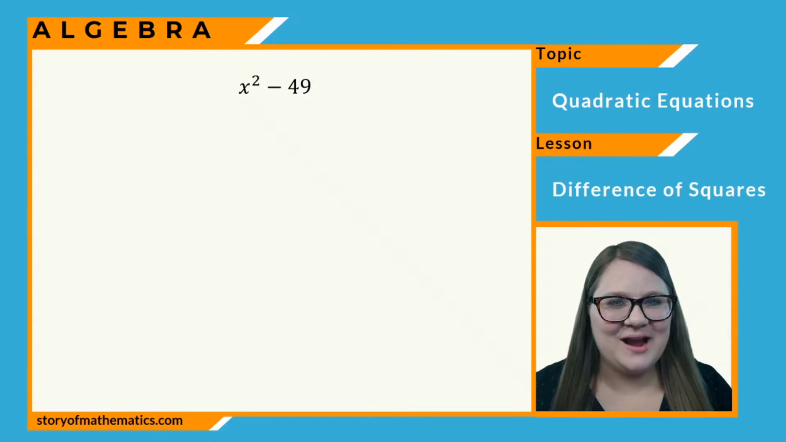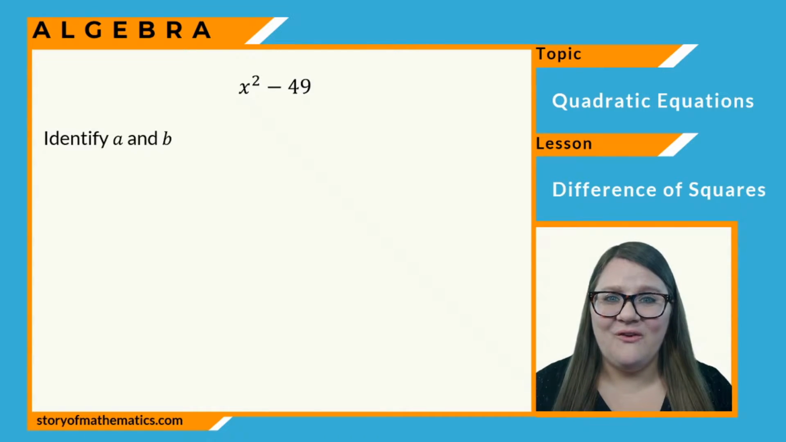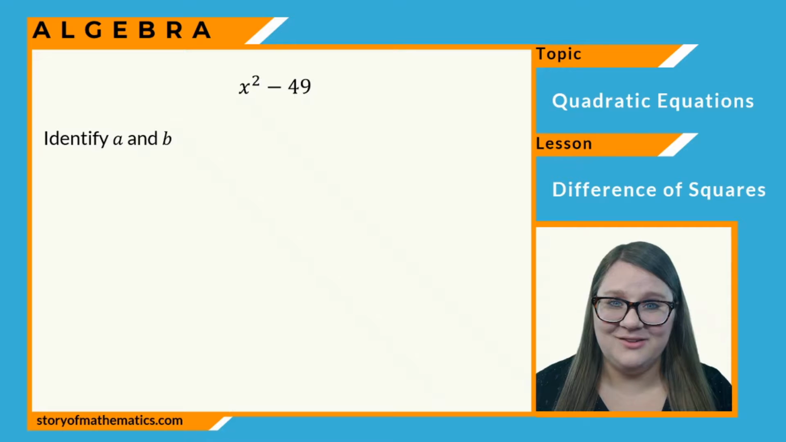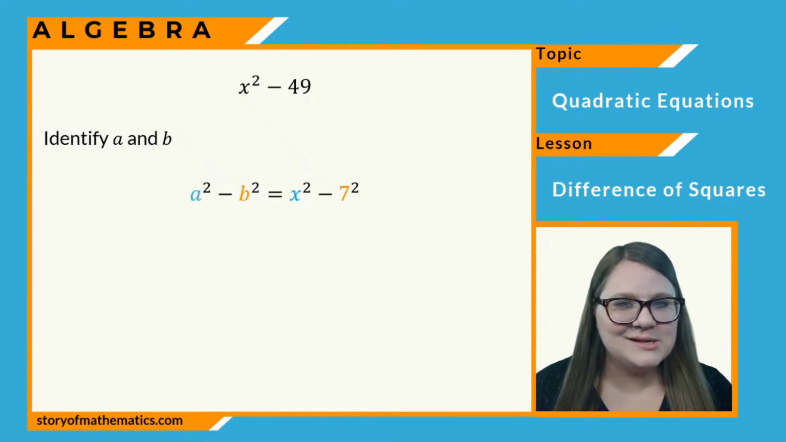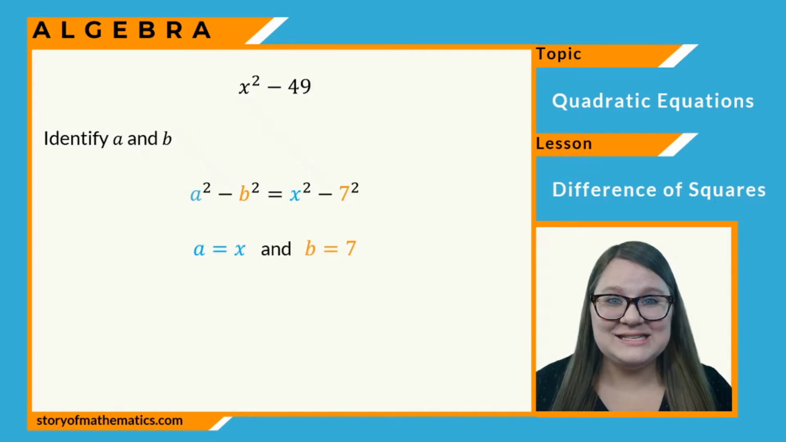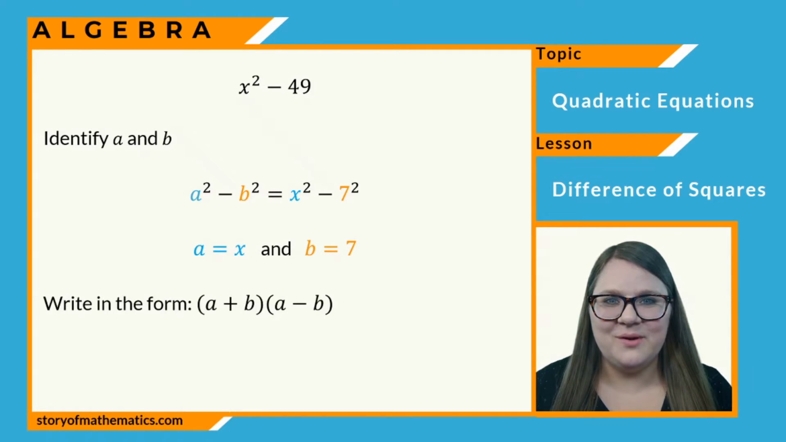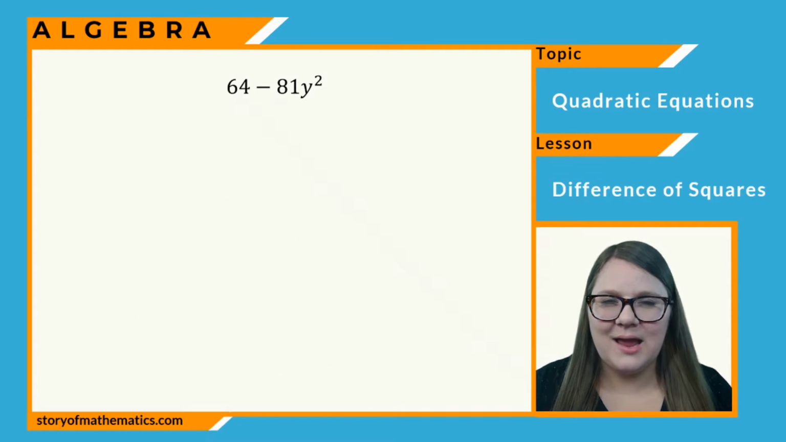How about x squared minus 49? Well, the first thing you're going to need to do is figure out what is a and what is b from that formula, right? So we're going to rewrite this as the difference of perfect squares. So in this case, a squared minus b squared is really x squared minus 7 squared. So notice I turned 49 into 7 squared so that it matches that format. Now I can see that a is x and b is 7. I can just plug this straight into my formula now, right? Because I can now say x plus 7, x minus 7. That's all that is.